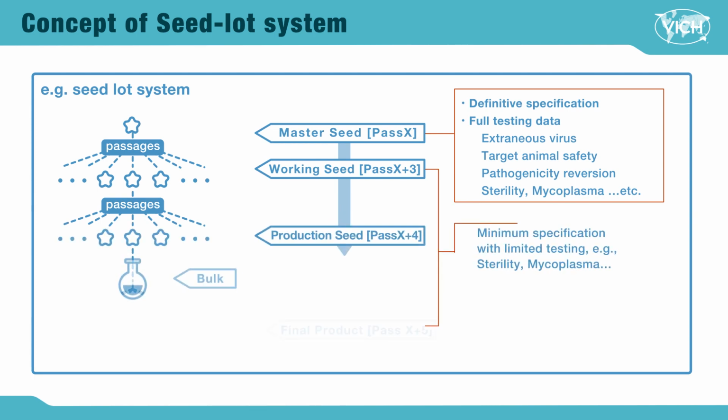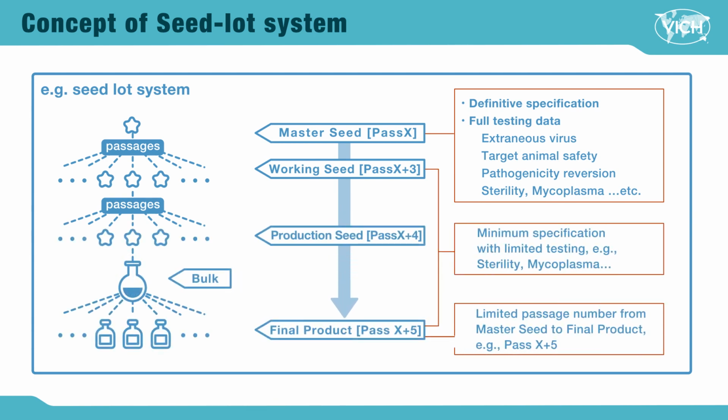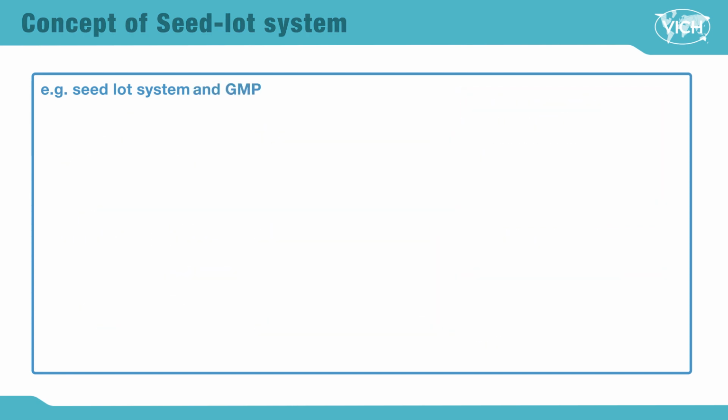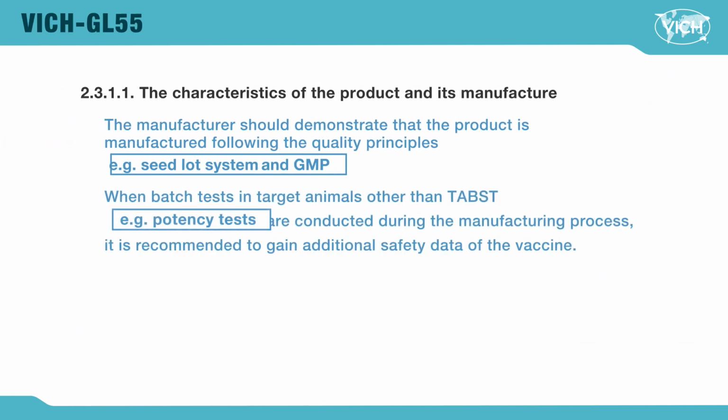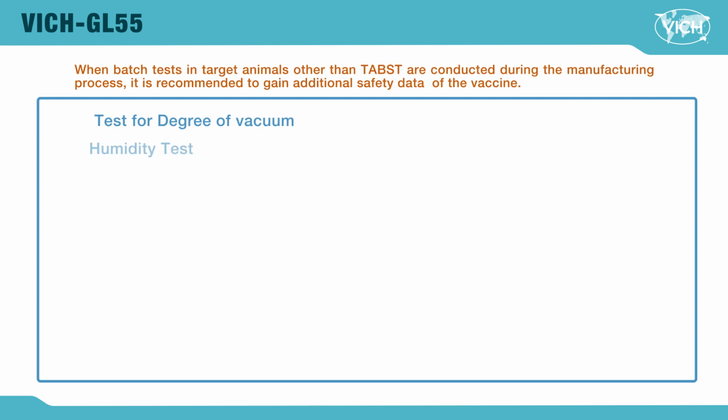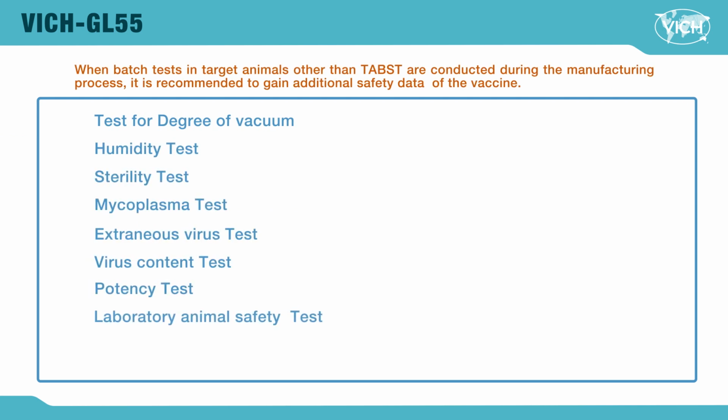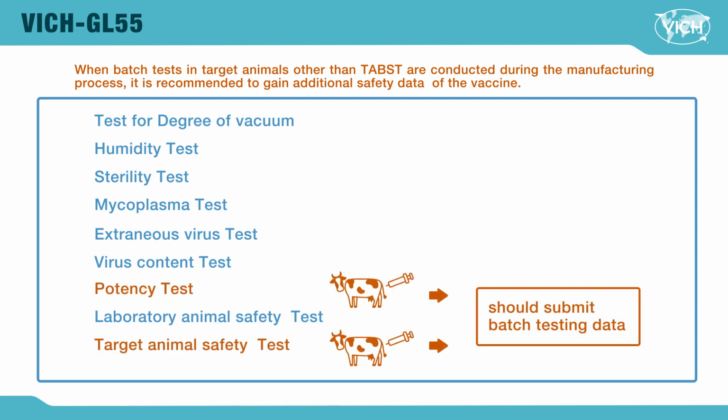The quality characteristics of the master seed for the target product must have been investigated properly. It must be decided that batches of a product are derived at a given passage level. Other than those, manufacturing must be carried out in accordance with the GMP system. When other batch tests in target animals, like potency tests, are conducted during the manufacturing process, it is recommended to gain additional safety data in the tests.